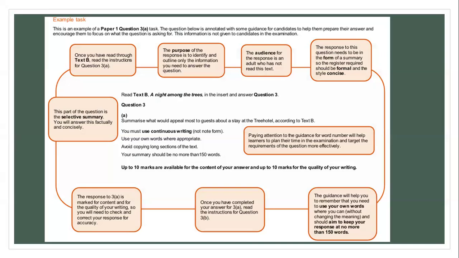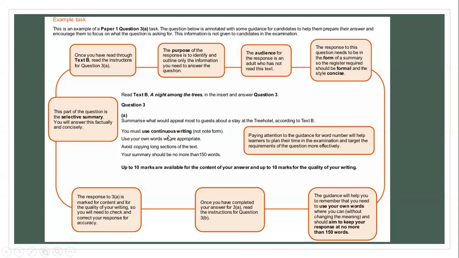So consider that the selective summary you are composing is a summary for a person who has not experienced what is being mentioned in the text, right? Then the response to this question needs to be in the form of a summary, so the register required should be formal and the style must be concise. So that means that our tone is supposed to be formal, and the style is going to be concise. That means that we are not going to provide any sort of extraordinary supporting detail to support our stance.